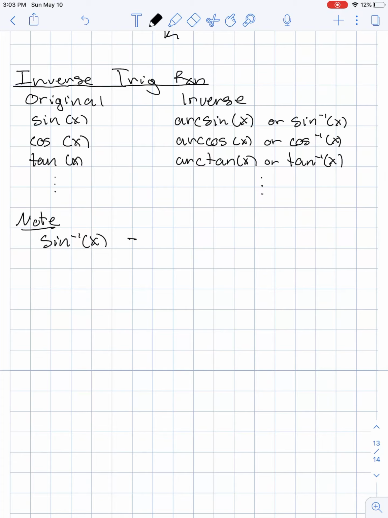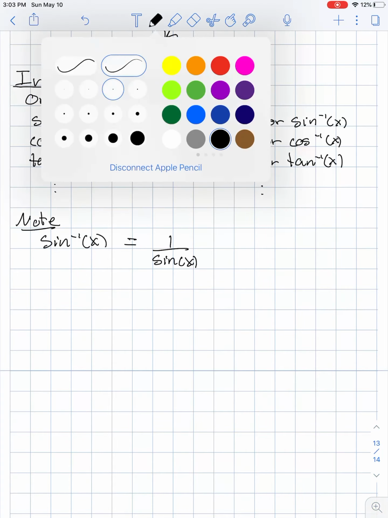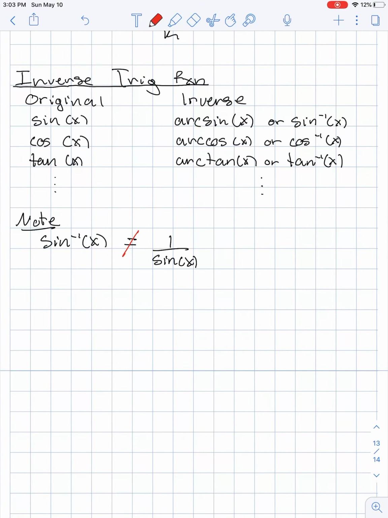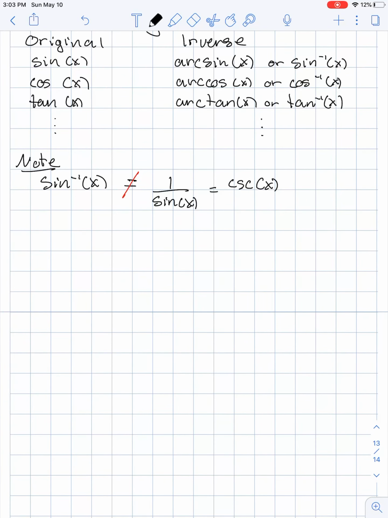So I want you guys to make an important note that sine inverse of x is not the multiplicative inverse. So I'm not saying 1 over sine of x. Because that equals what? What's 1 over sine? It's cosecant. Those things aren't equal. Arcsine is a completely different type of function.